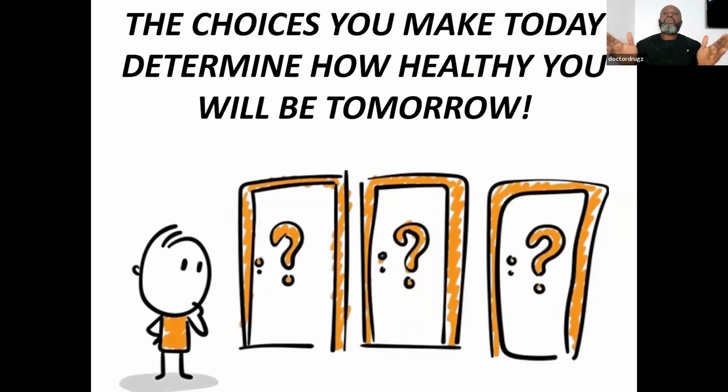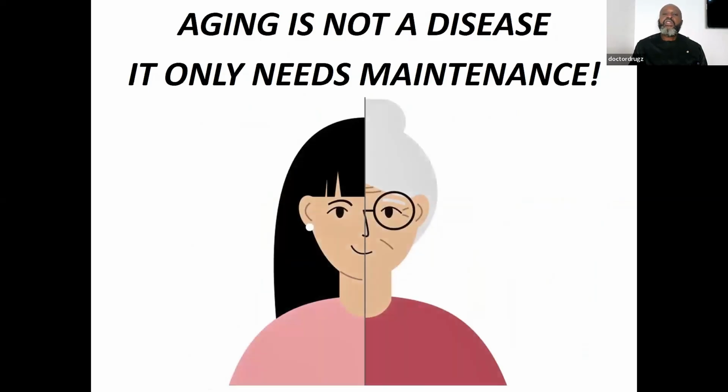The choices we make today determine how healthy we'll be tomorrow. This first door is telling you, please, just let's go to McDonald's and just move in and live there. This one says, do not exercise and play video games all day. This one says, live healthy and avoid alcoholism, smoking and all that, weight management and all. Any of these doors this person goes into will determine how you'll be. Of course, if you go through this last door here, it's going to be a long life. Or longer life. Let's not forget that aging is not a disease and only needs maintenance.